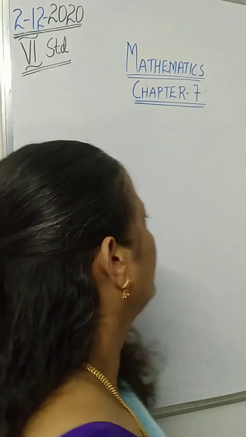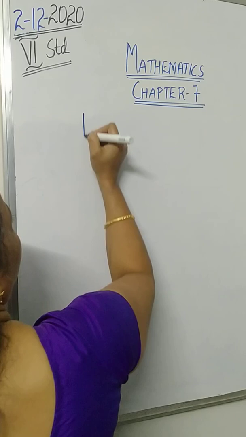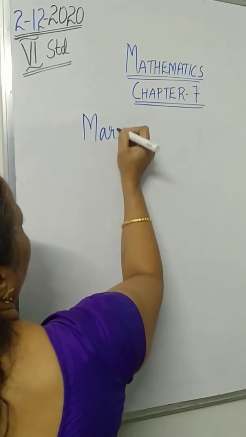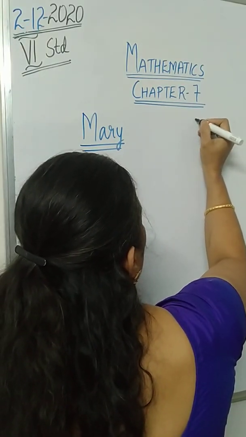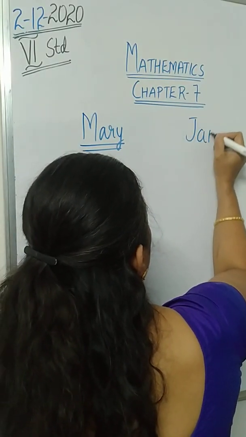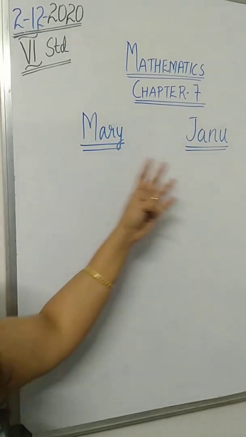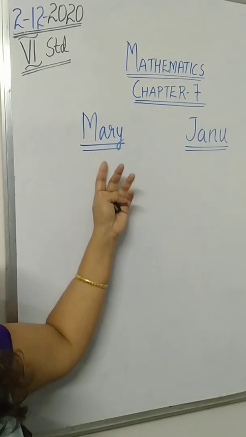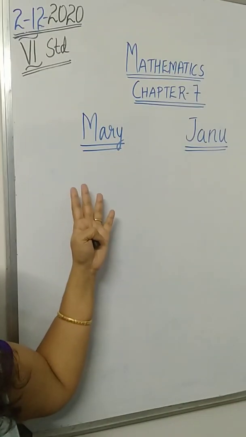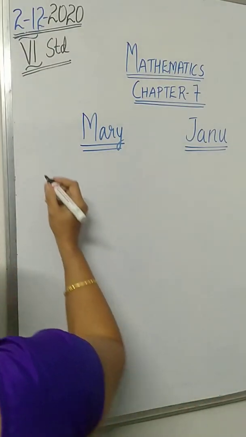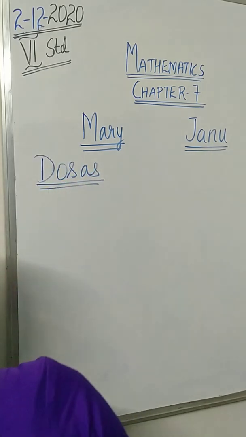Okay. Now, there is a child named Mary and a sister Janu. Yes? Think there are two girls here. One is Mary, another is Janu. She is her sister. They had dosas for their breakfast. Okay? They had dosas for their breakfast.